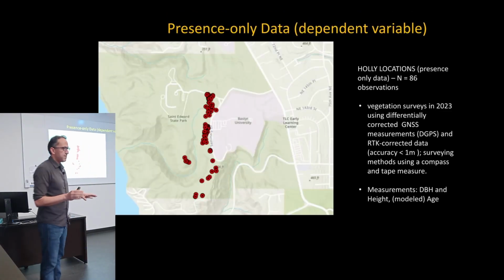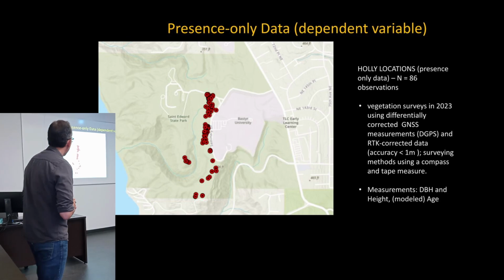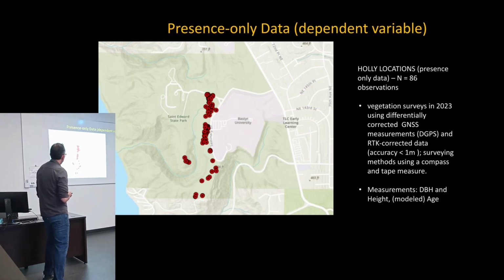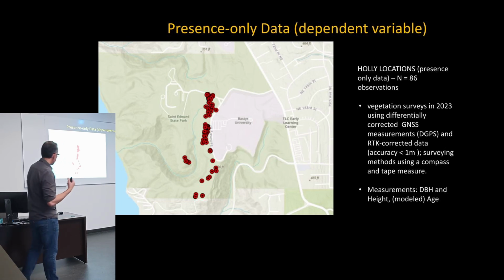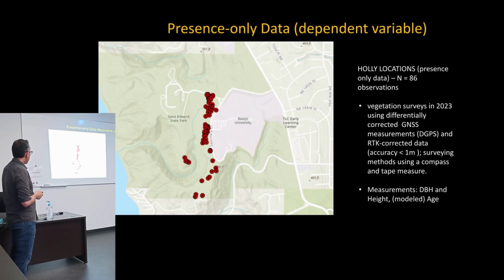So, enough with the math behind this. I think it's important to look at the results. These are the locations of holly, some of the locations that the students mapped using a GPS receiver. We mapped 86 observations, presence-only data.